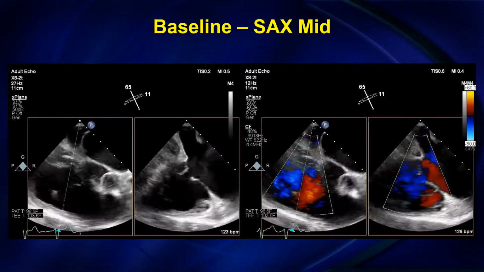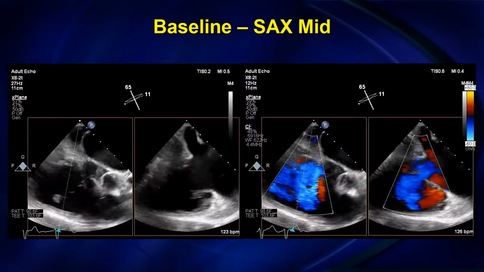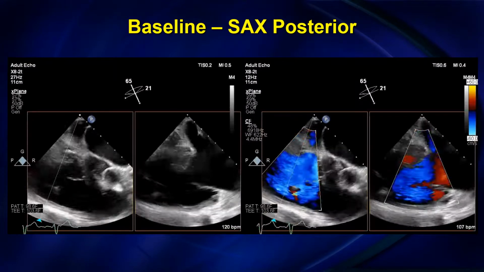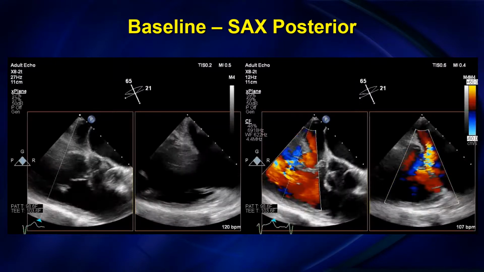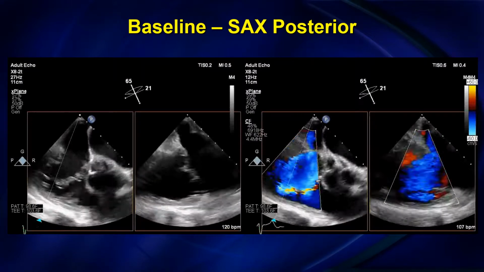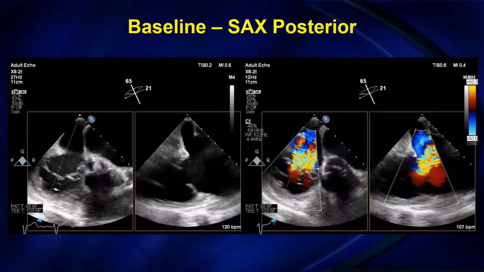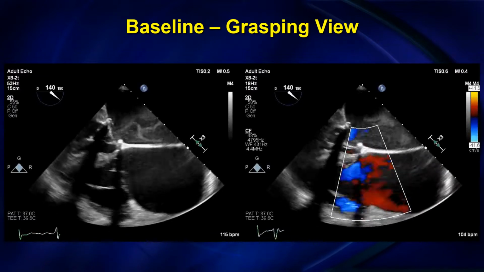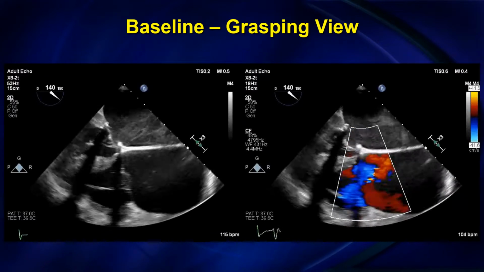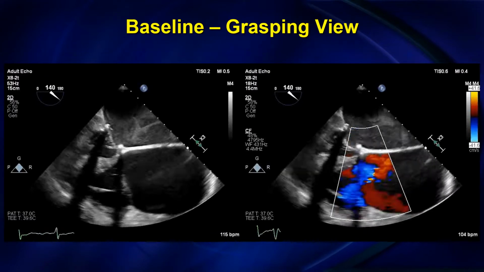The cursor can then be marched posteriorly to show the leaflets at different points along the commissure. Here we see the cursor placed in a more posterior region, and the X-plane view shows the septal and posterior leaflet grasping view at that location. The long axis or grasping view is typically between 140 to 180 degrees, and this is the view usually used for grasping.